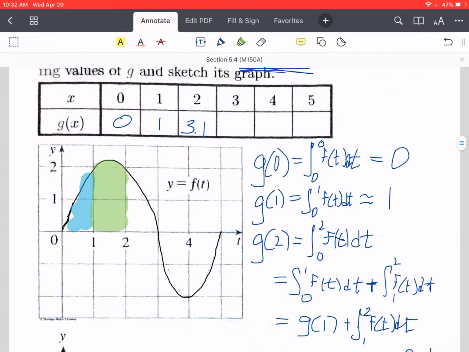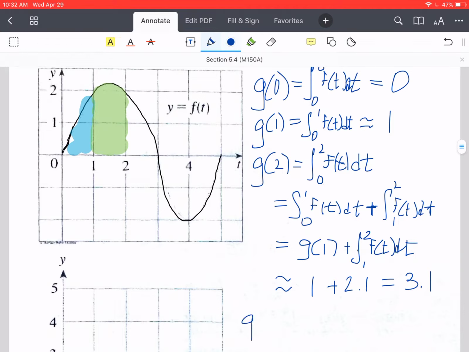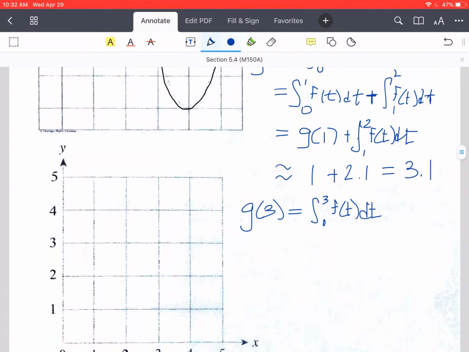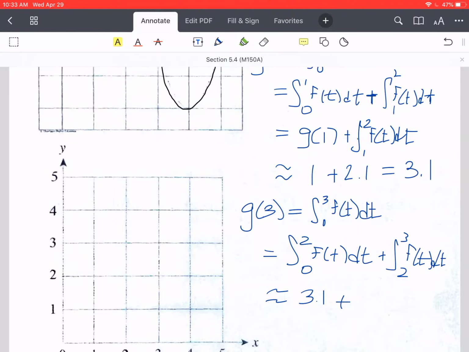Okay. Then for g of 3, that's going to be the integral from 0 to 3 of f of t dt. And again, like I use the word recursive, that just means that this pattern is going to repeat itself. Because this one we can just write as the integral from 0 to 2 of f of t dt plus the integral from 2 to 3 of f of t dt. So, just like in the previous one, the first value here we know, right? This one is the one we already found. So this is going to be approximately 3.1, plus that area from 2 to 3.